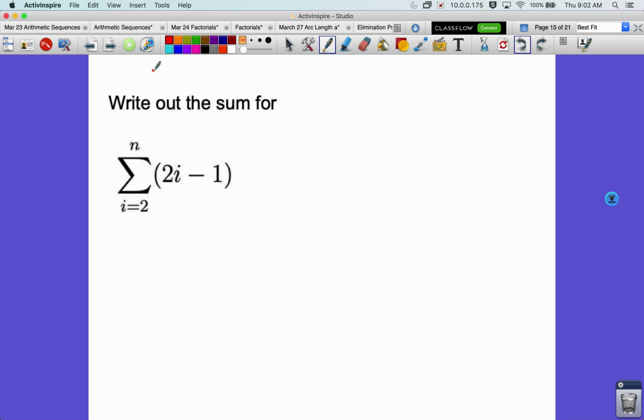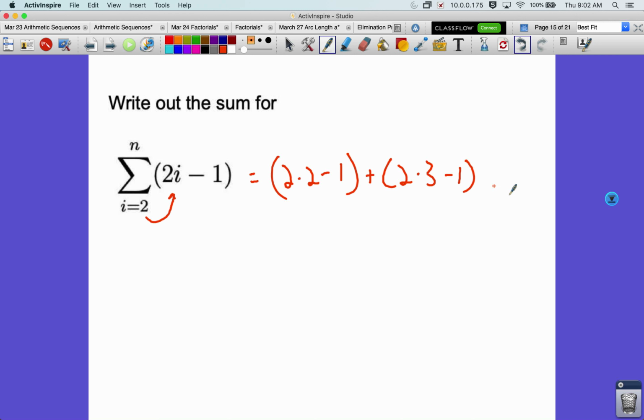All right. Here's another one. This one has an n on the top, so we don't see an ending number. How are we going to deal with that? So quick copy it down. Let's start plugging it in. The first thing I'm going to plug in for i is a 2. So I've got that this is 2 times 2 minus 1, maybe put a set of parentheses around that, plus 2 times 3 minus 1.